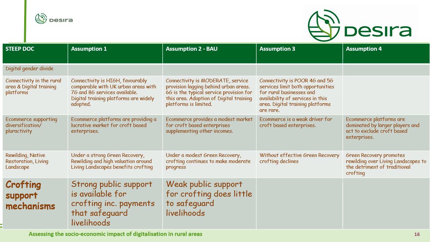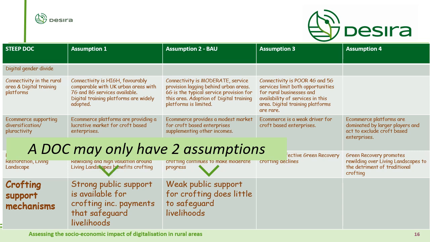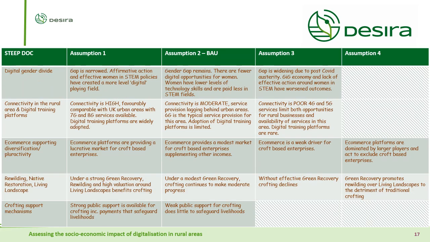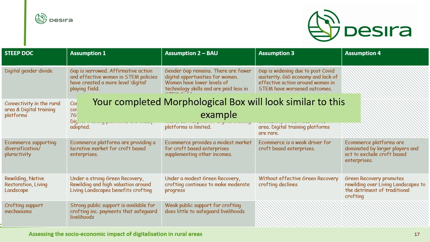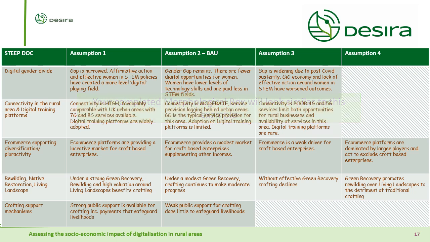Under our policy driver of change, we have included crafting support mechanisms. This example is to show that a driver of change may only have 2 assumptions. For this driver, our assumptions are binary, as this makes the most sense for our Living Lab context. Your drivers of change may take anywhere between 2 and 4 assumptions. Finally, under the social category, we have included the digital gender divide. We have 3 assumptions for this driver of change. So your completed morphological box will look similar to this example.